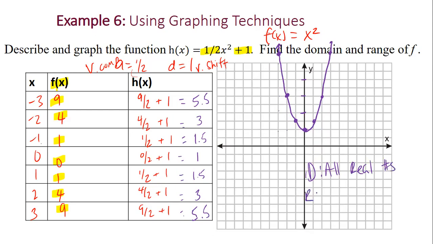Okay, what's your range? Range is from bottom to top. What's the lowest my graph goes? What is my lowest y value? Just +1. I go all the way down to +1, and then I go up to infinity. So my range is y is greater than or equal to 1.